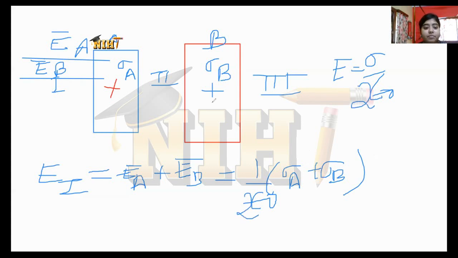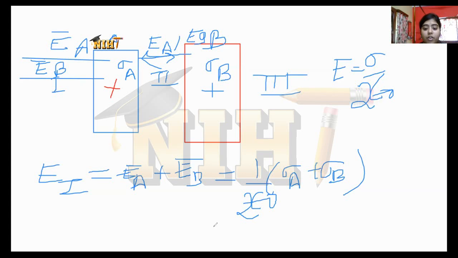Now if you consider a point charge here in region 2, in between plate A and B, it will feel a repulsive force due to sigma A in this direction, and due to the charge sigma B, it will feel an electrostatic force in this direction. So here EA and EB are not directed in the same direction, they are oppositely directed.